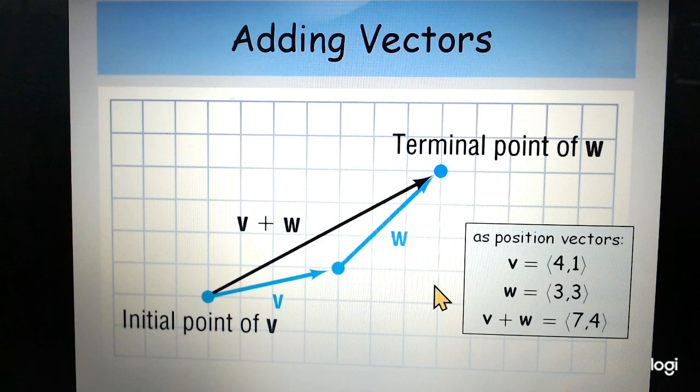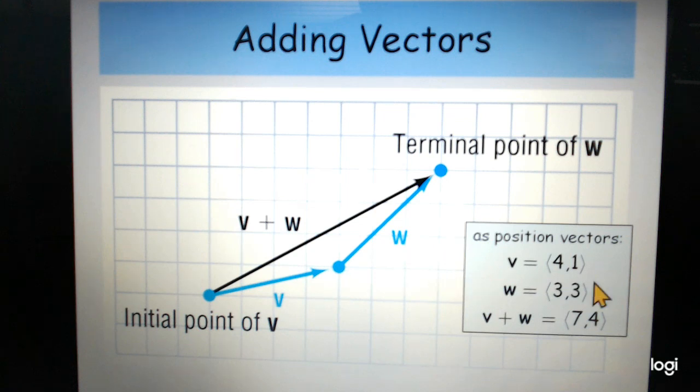Adding vectors is very easy. We go simply from head to tail. Vector V starts here, goes over 3, 4, and up 1. So vector V is <4, 1>. Again, notice the use of the angle brackets. Vector W looks like it's 1, 2, 3 over and 3 up. So vector W is symbolized by <3, 3> in angle brackets.